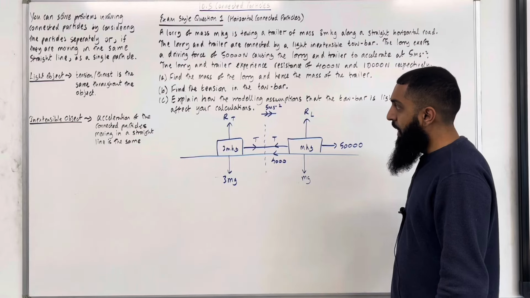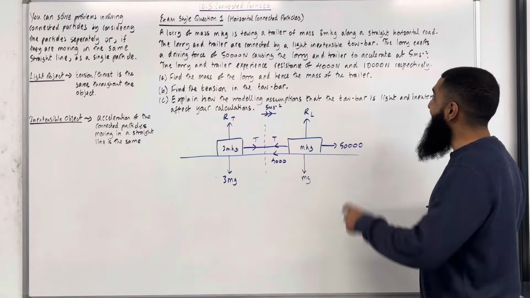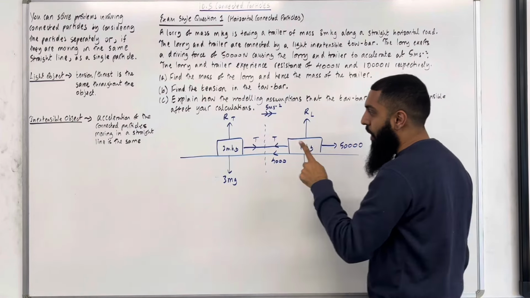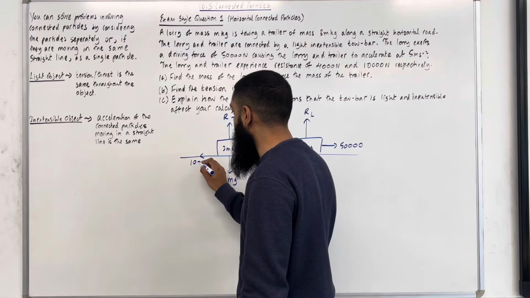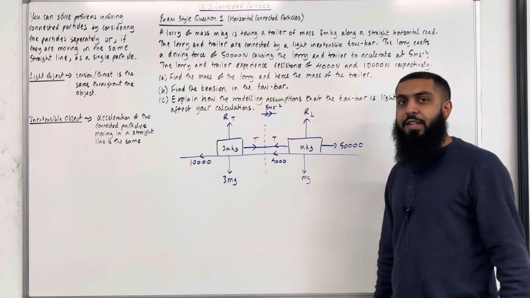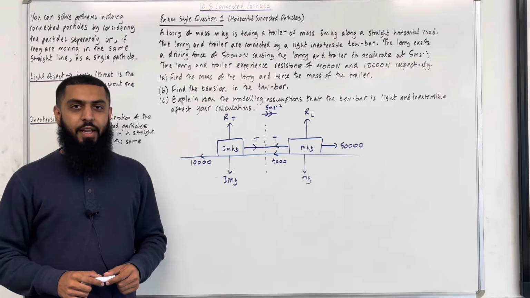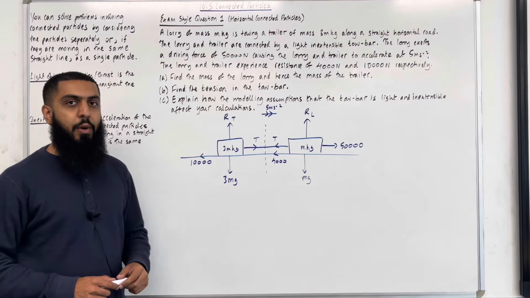The lorry and trailer experience resistance of 4,000 newtons and 10,000 newtons respectively. So 10,000 is the resistance on the trailer acting to the left. So I can label this resistance as 10,000. That there is the complete force diagram. Nice, solid. So I've got my force diagram drawn. I can now proceed forward and do some calculations.